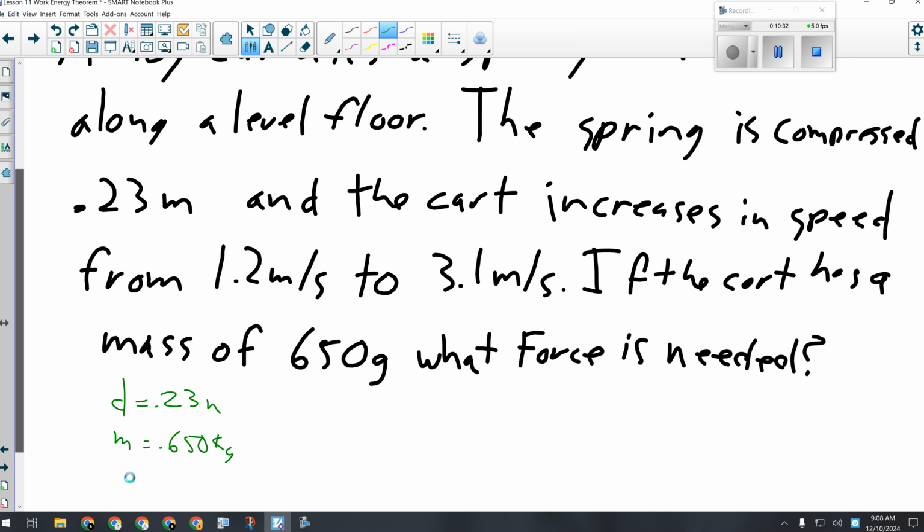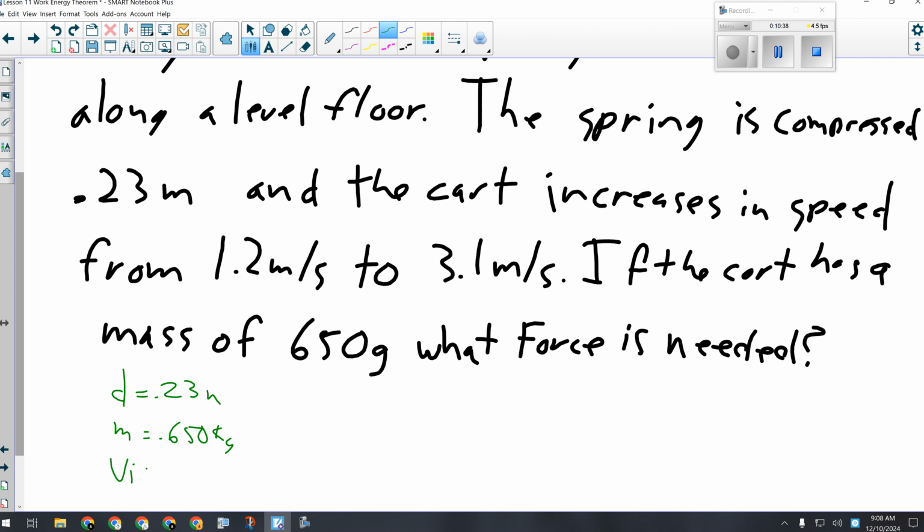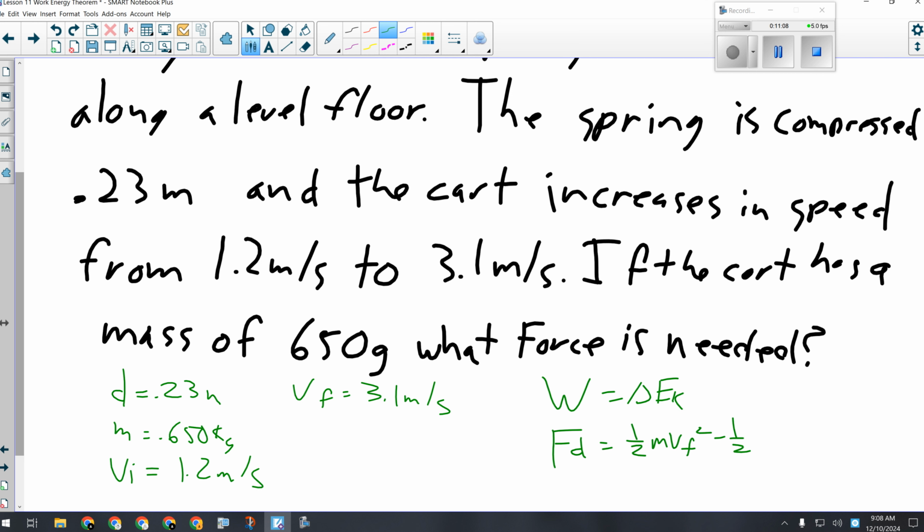Okay, here we go. VI is 1.2 meters per second, and VF is 3.1 meters per second. In this question, is work being done? And what kind of energy is changing? Kinetic. So we've got a change in kinetic energy. We've got force times distance equals 1/2 mvf squared minus 1/2 mvi squared. And we're looking for the force. So what do I have to do with the distance? Divide it over to the other side.